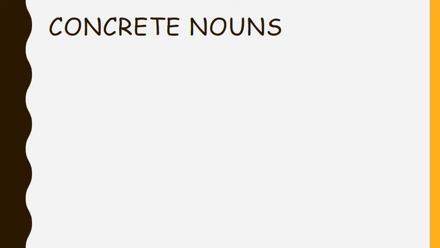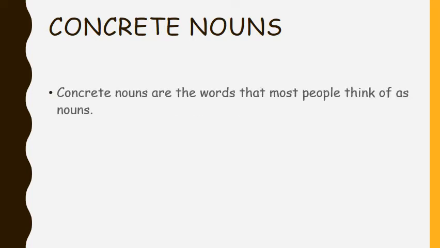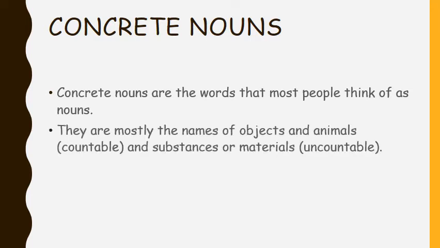Now we move to a different kind of nouns, which are called concrete nouns. What do you mean by concrete nouns? Concrete nouns are the words that most people think of as nouns. They are mostly the names of objects and animals, may be countable, and substances or materials, uncountable. You have to use your senses mostly, as a trick to figure out the concrete nouns.